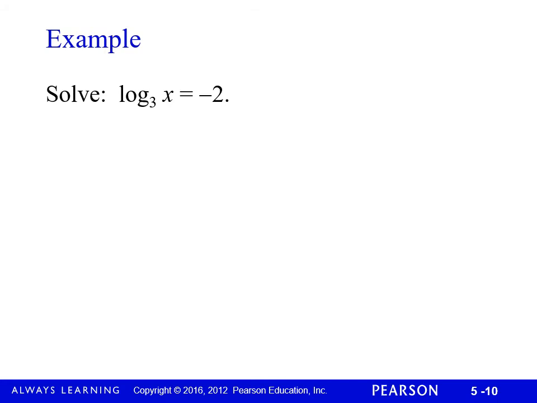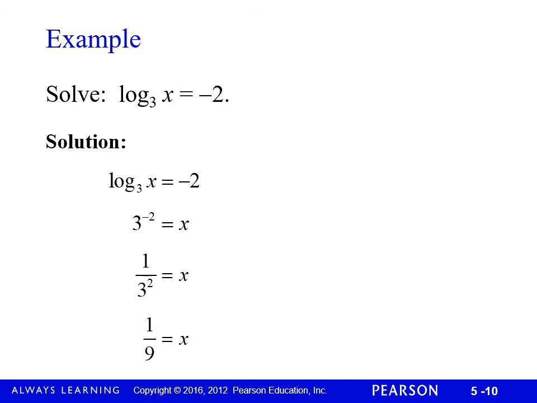Continuing on, let's look at another example. Here we have a very simple one, log base 3 of x equals -2. Well, there's already only a single log, so we're just going to convert this into an exponential equation. This is actually how we solved problems like this before. So we get 3 to the power of -2 equals x. This is very simple. Remember, a negative exponent means it goes to the denominator, so we get 1 over 3 squared equals x. And then, of course, 3 squared is 9, so we get x equals 1/9.